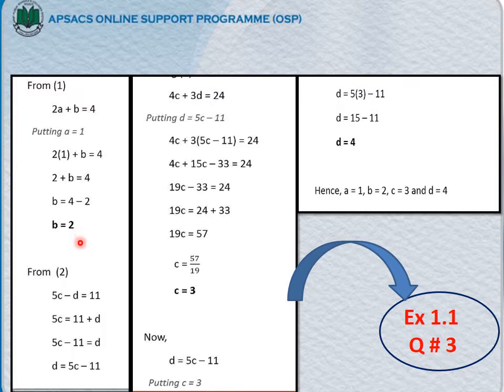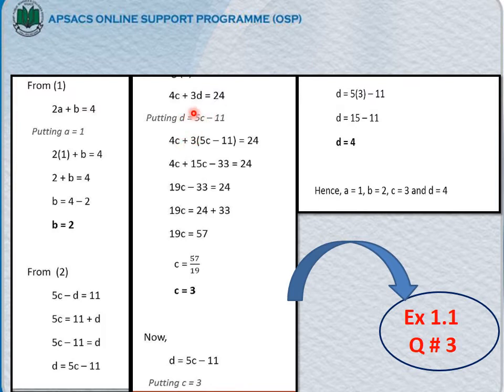Similarly, we can find the value of c and d from equation 3. We will arrange and find the value of d. D is equals to 5c minus 11. Similarly, from the next equation we will equate and we will put the value of d in this equation.